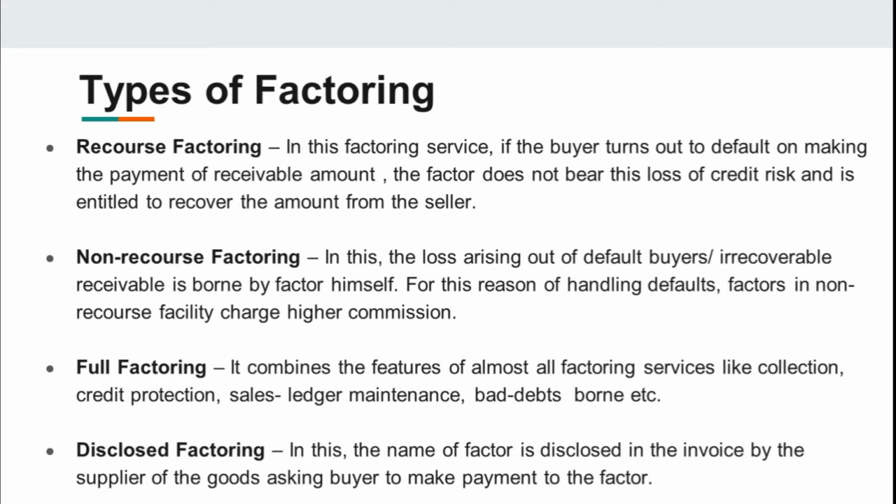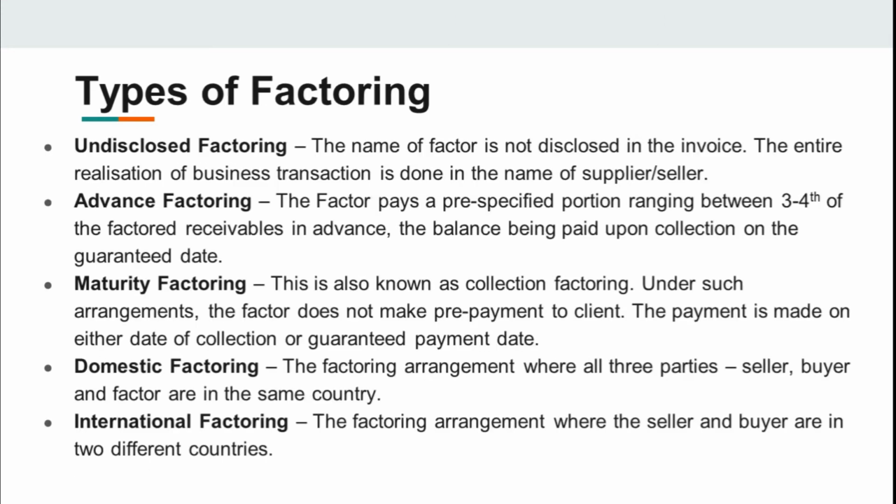So disclosed factoring discloses the name of that entity which is serving as the factor and asks the buyer to make the payment in the name of that particular entity only, who is serving as a factor. So the name is disclosed to the buyer, to whom the buyer has to make the payment.